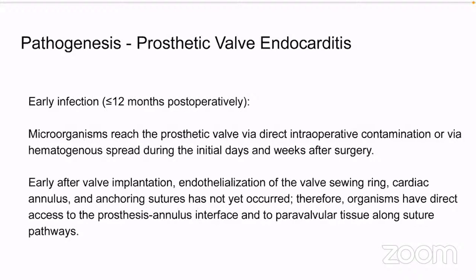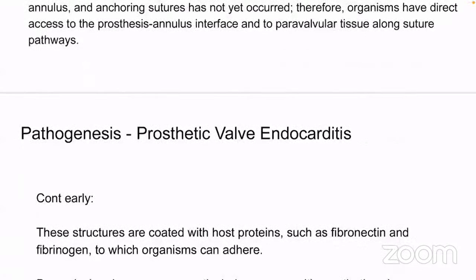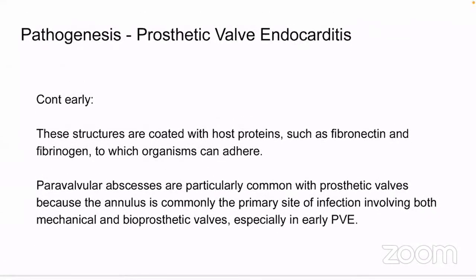Early after valve implantation, endothelialization of the valve sewing ring, cardiac annulus, and anchoring sutures has not yet occurred. Therefore, organisms have direct access to the prosthesis annulus interface and to paravalvular tissue along suture pathways. And these structures are coated with host proteins such as fibronectin and fibrinogen, which the bacteria can adhere to. And paravalvular abscesses are particularly common with prosthetic valves because the annulus is commonly the primary site of infection involving both mechanical and bioprosthetic valves, especially in early prosthetic valve endocarditis.